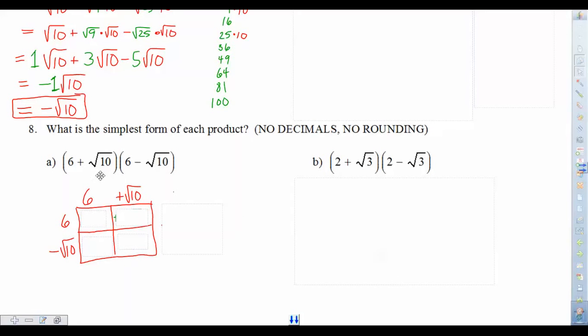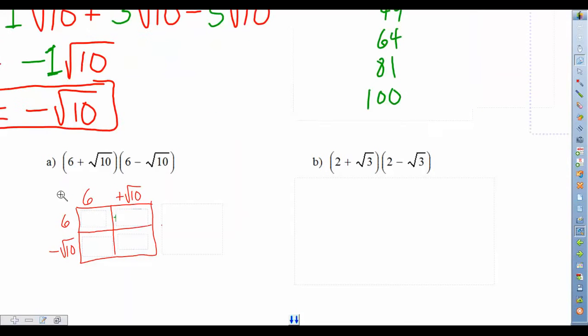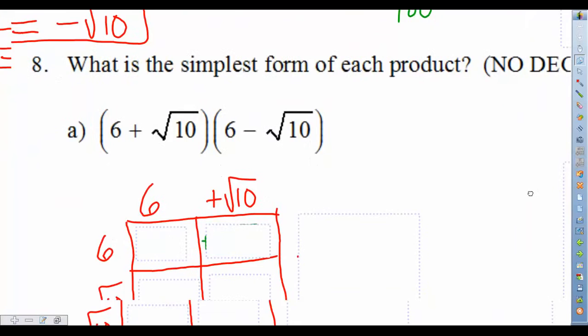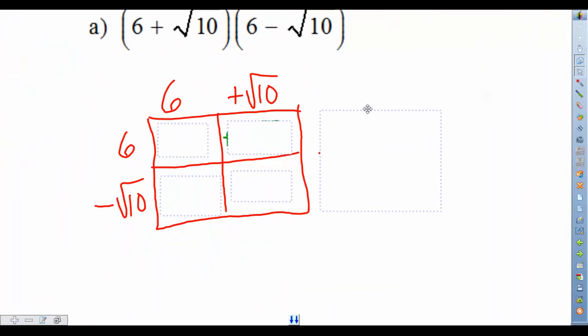Okay, so if I have 6 plus the square root of 10 times 6 minus the square root of 10, you can set it up just like this. That's totally okay. Let me zoom in here a little bit. So then the first spot, upper left, that's 6 times 6, so wouldn't that be a positive 36? I have 6 times the square root of 10, a positive square root of 10, so let's write that as positive 6 square roots of 10. Down here, wouldn't that be a negative 6 square roots of 10?